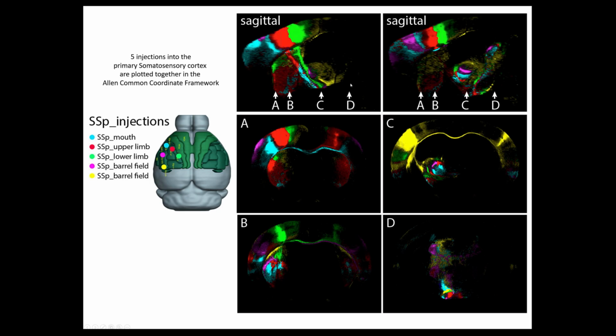So these are the 5 injections in the cortex, and then this is a sagittal view. You can see the injection sites in the cortex, and then the projections going through the striatum into the thalamus, and then coronal sections. We can reconstruct these and see the relationships between the projections from different areas.